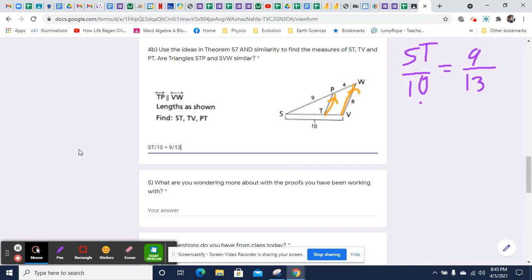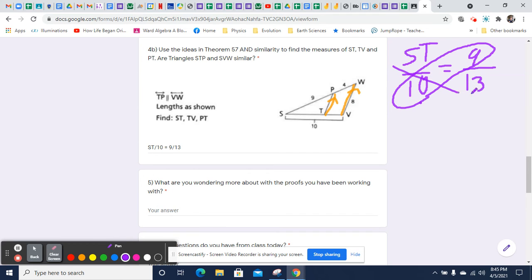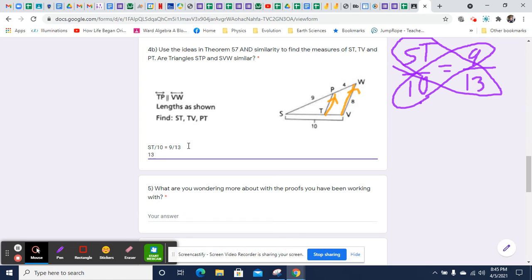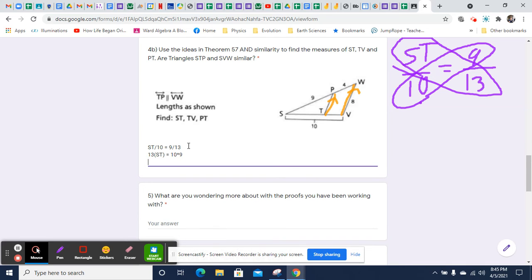So then we get the products here. So this product is going to equal this product. So the products of the means will equal the products of the extremes. And that means we've got 13 times ST is going to equal 10 times 9. And then we can divide both sides by 13. So ST will equal 90 over 13.